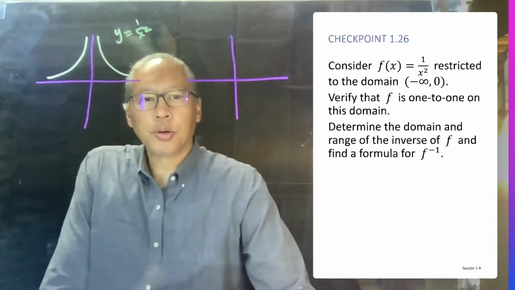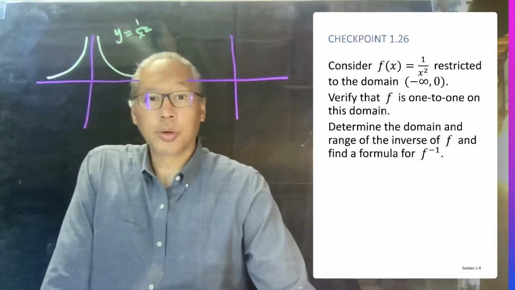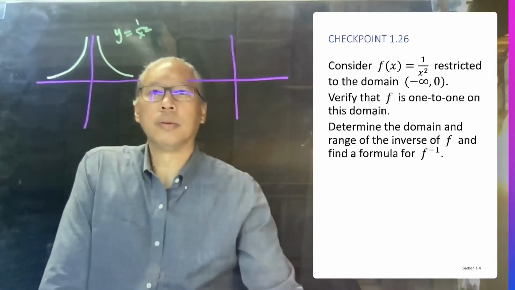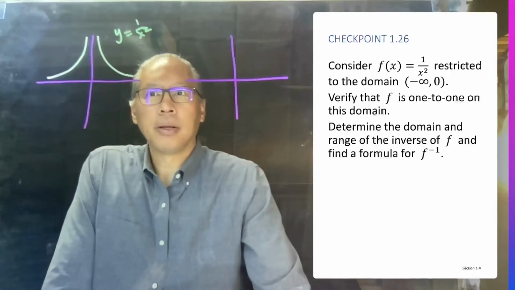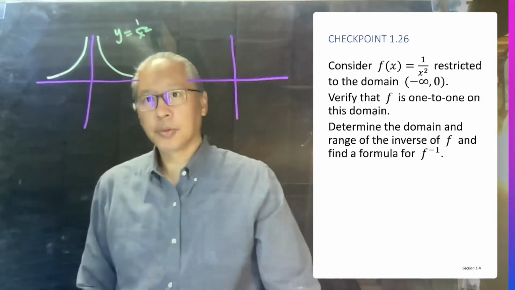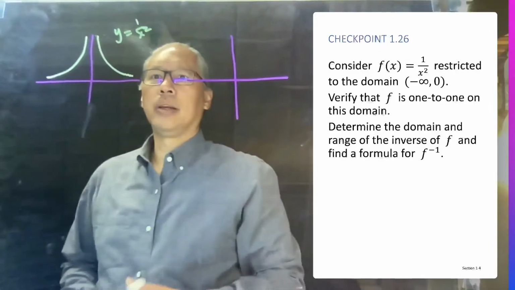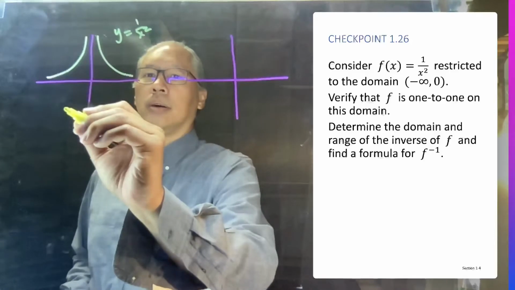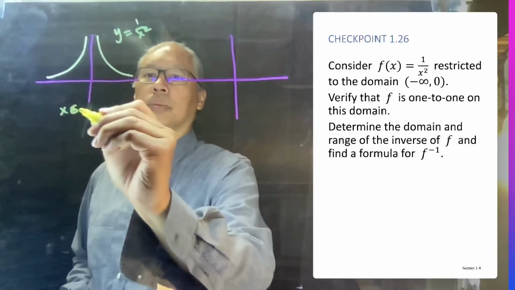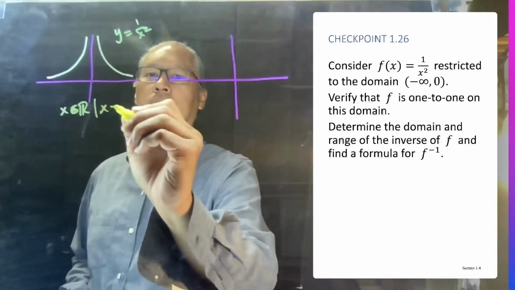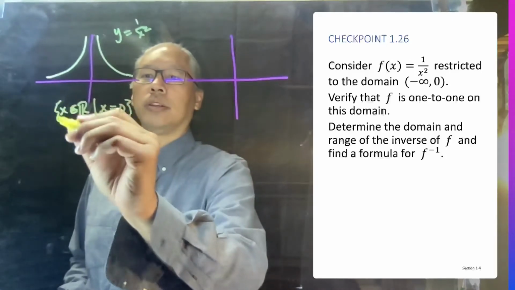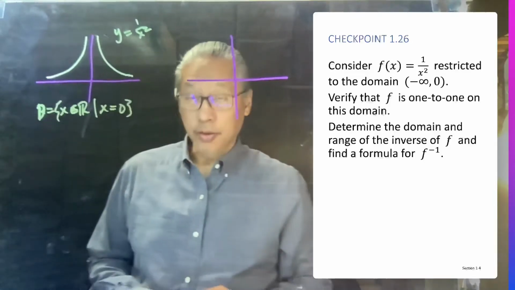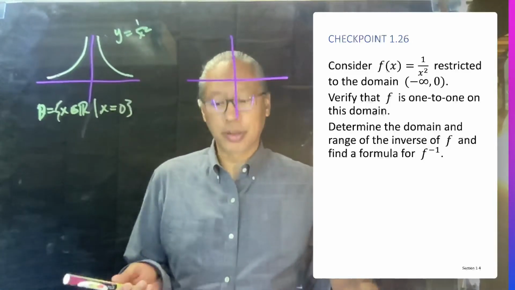Hello, this is checkpoint 1.26 from section 1.4, and they want us to look at this function y is equal to 1 over x squared, but restrict its domain. So originally its domain would be all real numbers, x is a real number, except x cannot equal 0. So this is the domain of the function without it being restricted.